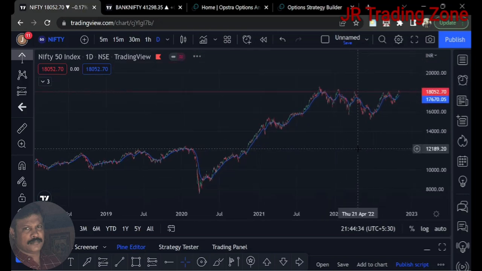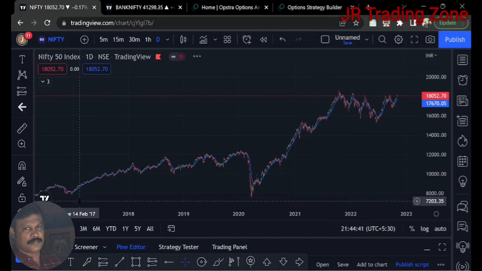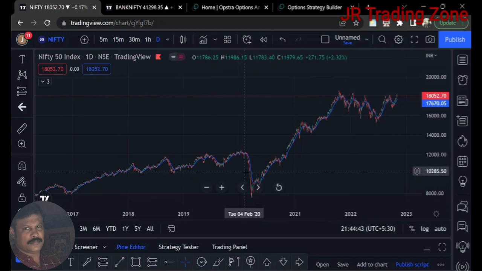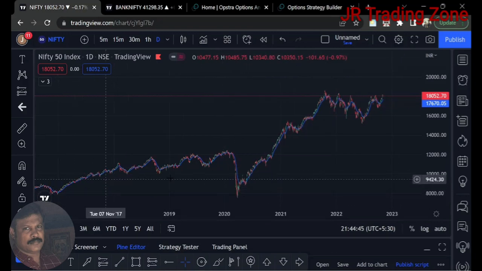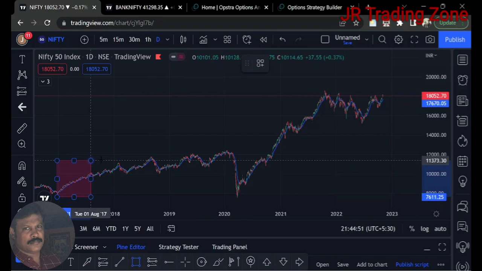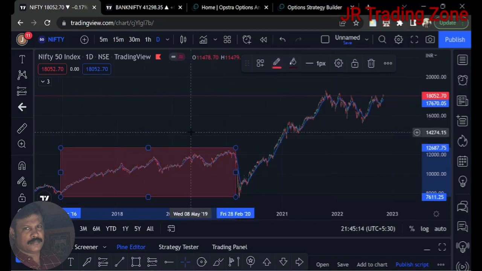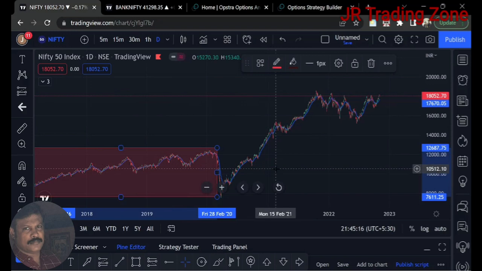Yes, the candles will be slightly small, even though I will show you. See, this is the 2016 to 2020 period. I will show you this range, 2016 to 2020. Okay, you see, I will show one thing in this chart.